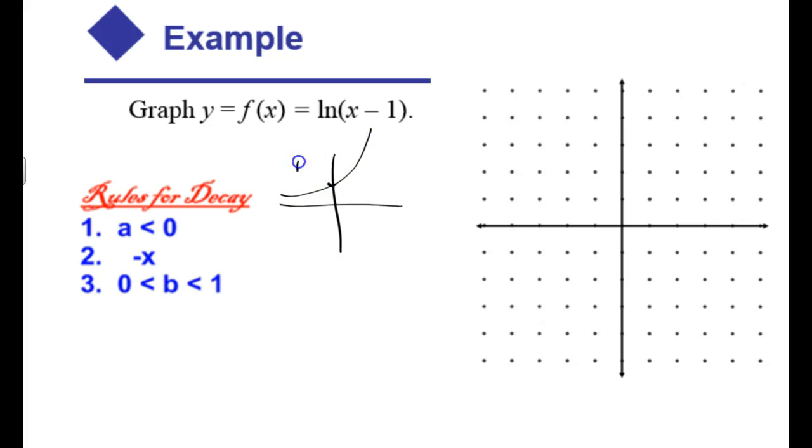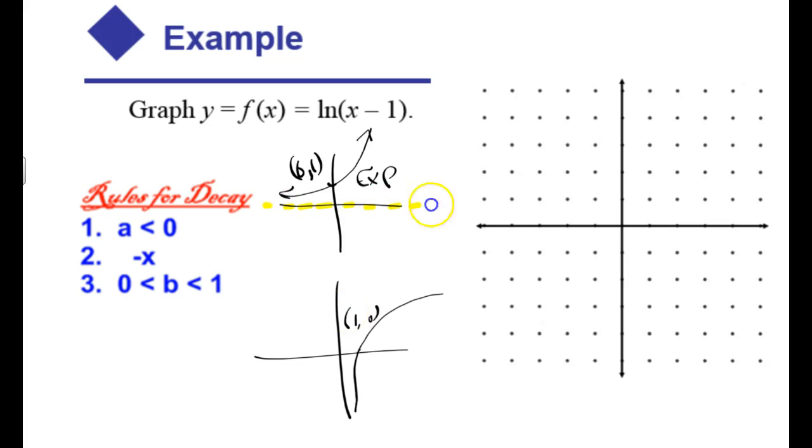So if exponents go through 0, 1, then a log function would go through the inverse, which would be 1, 0. And instead of having a horizontal asymptote at y equals 1, I would have a vertical asymptote at x equals 0. So instead of at y equals d, now I'm looking at this x equals c for the asymptote.